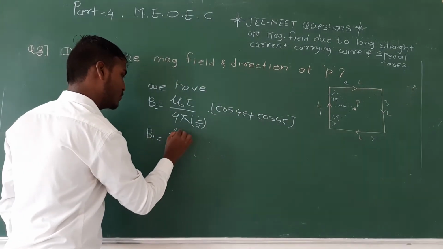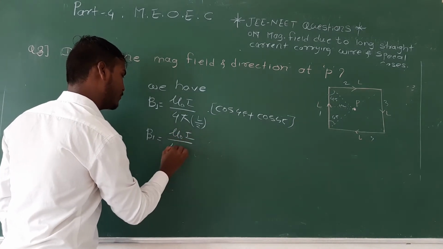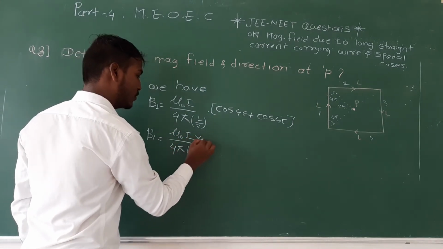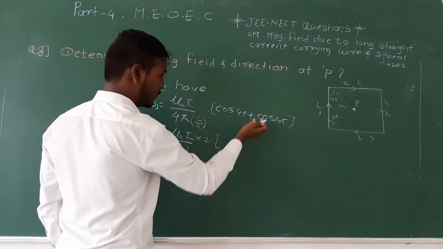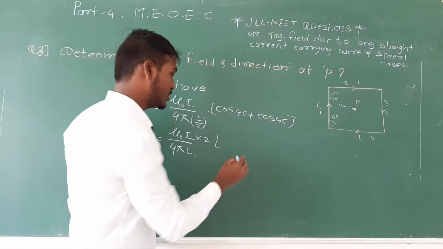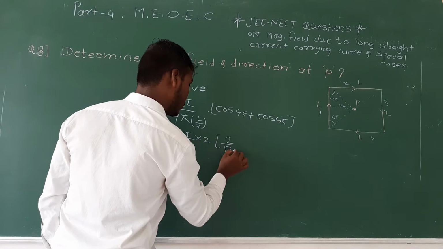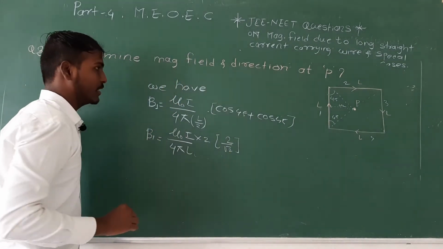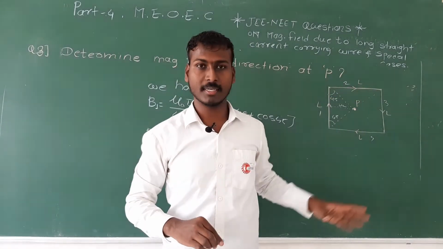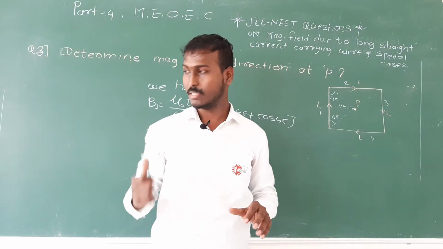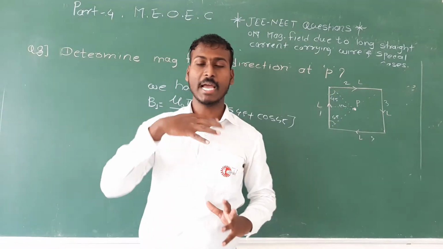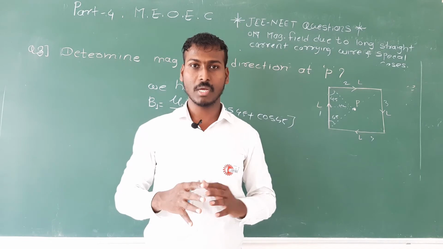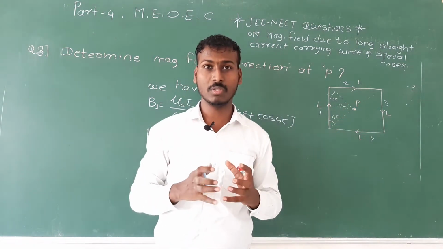B1 is equal to mu 0 I upon 4 pi L, 2 will go here, in bracket cos 45, how much? 1 by root 2, which is 2 divided by root 2. This is the B1. Now for all 4 conductors, the magnitude will be the same. This will be the magnitude, but we have to find out the total magnitude at point P. For that we should know the directions.